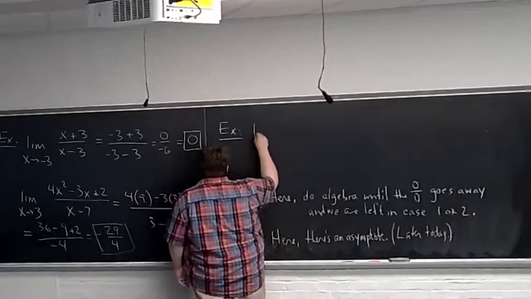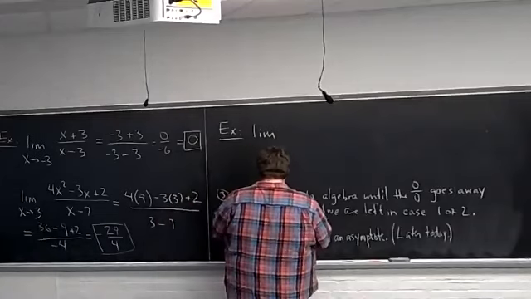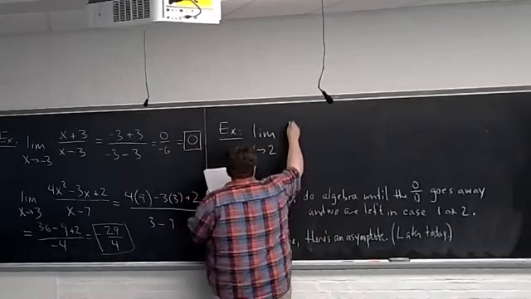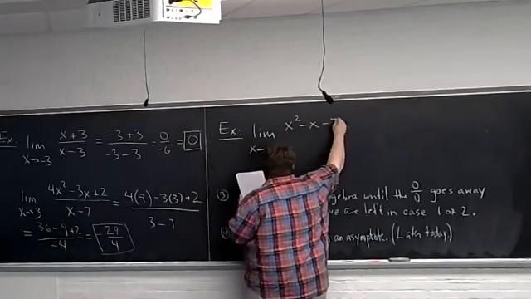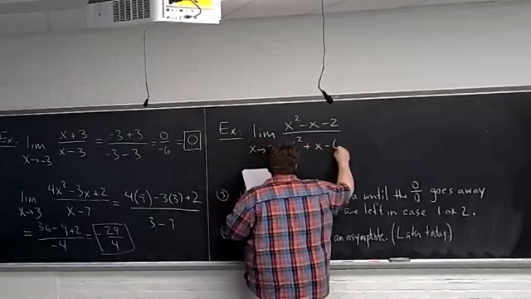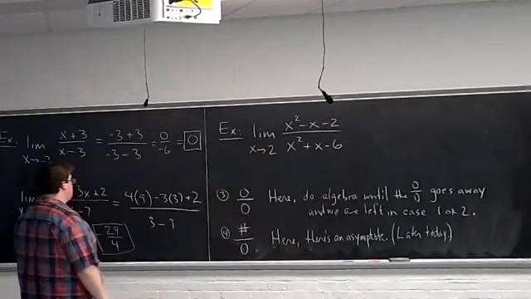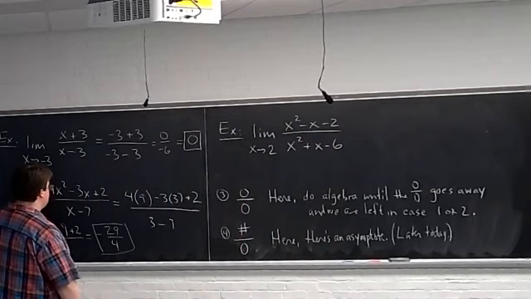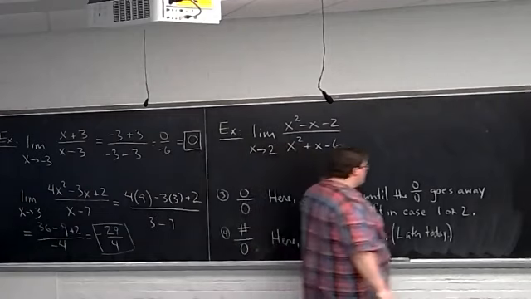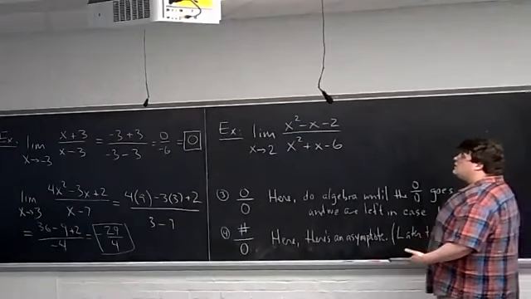X squared, make sure I write it right. Limit as x approaches 2 of x squared minus x minus 2 over x squared plus x minus 6. Well, I told you we're in case 3 before starting this example, but why are we in case 3? Well, again, let's do a direct substitution. A direct substitution can be useful.